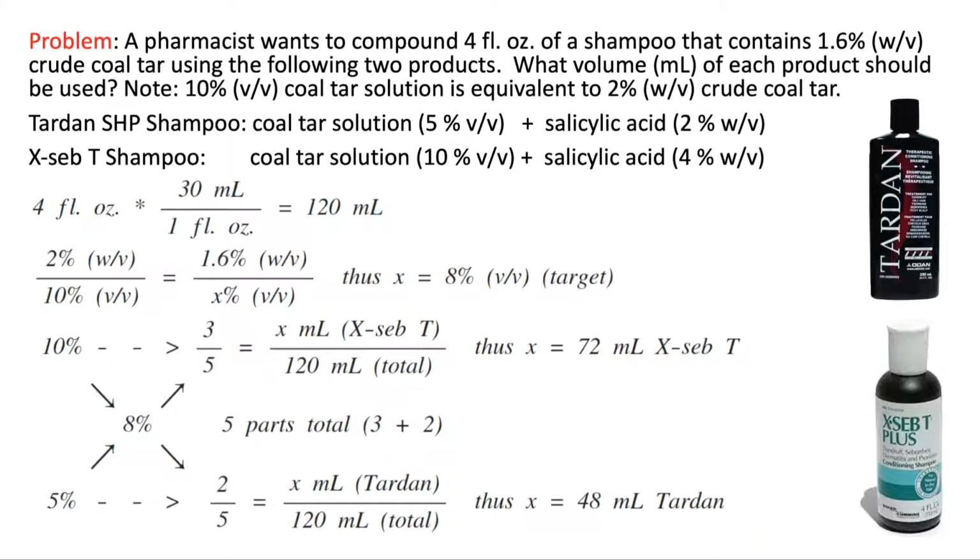So if I take 72 milliliters of my 10% XZT shampoo and mix it with 48 milliliters of my 5% Tardan shampoo, the total volume would be 120 milliliters, and the total concentration when we've combined that of the coal tar solution would be a final concentration of 8% volume per volume. And that essentially answers this part of the question.